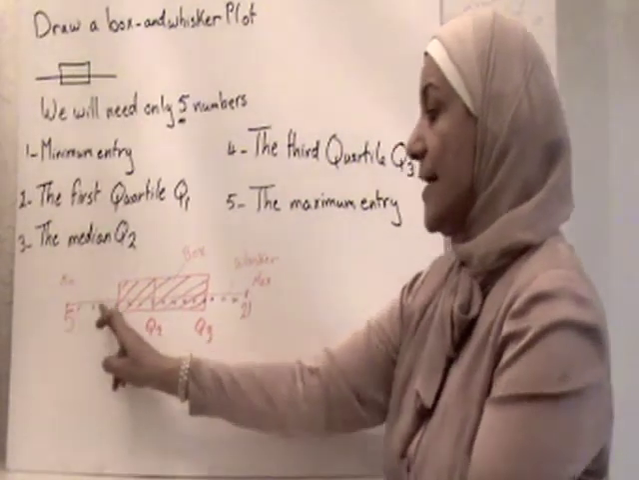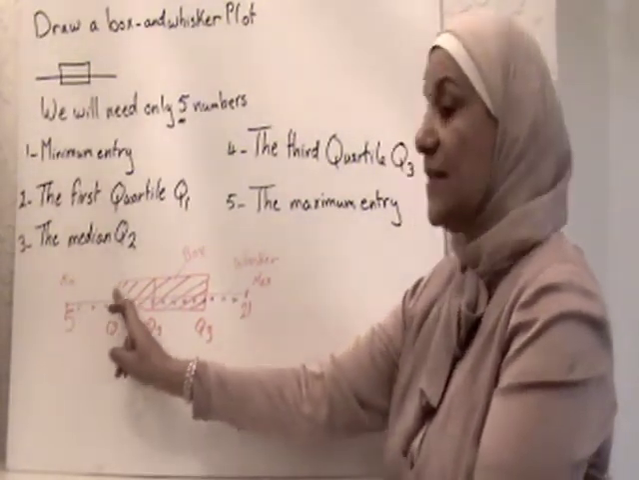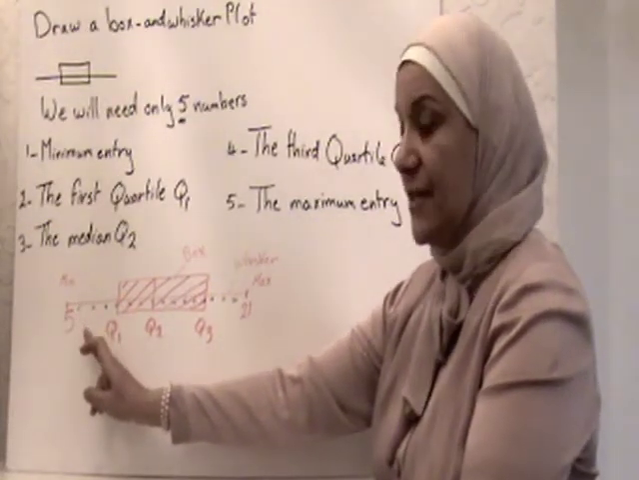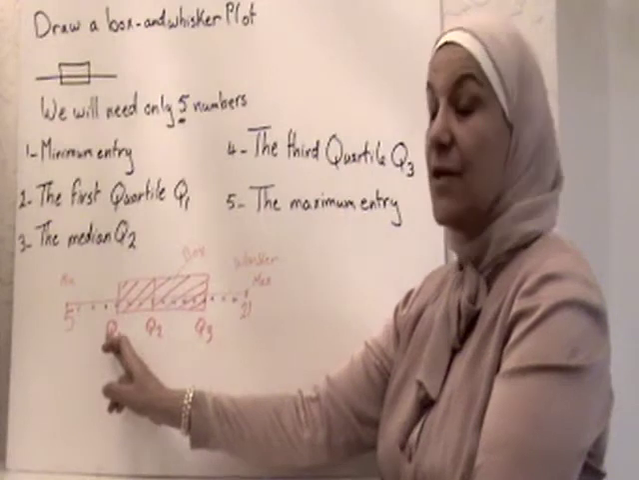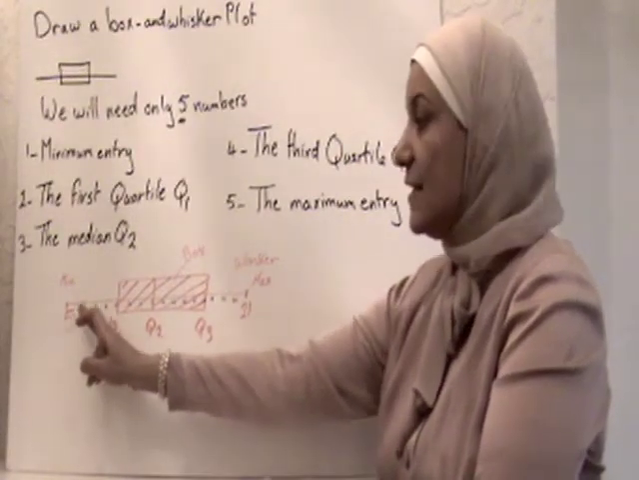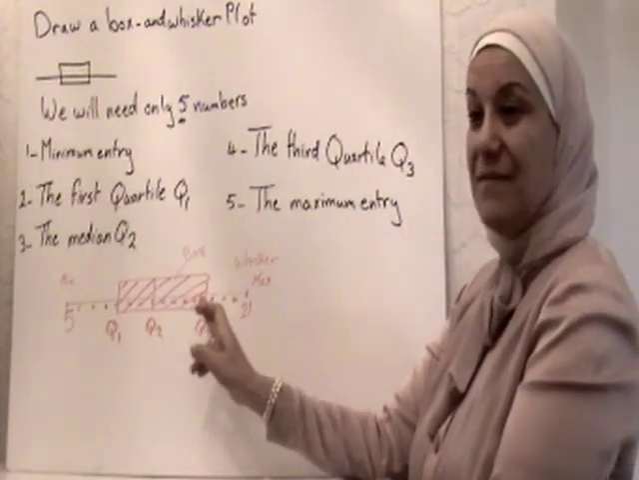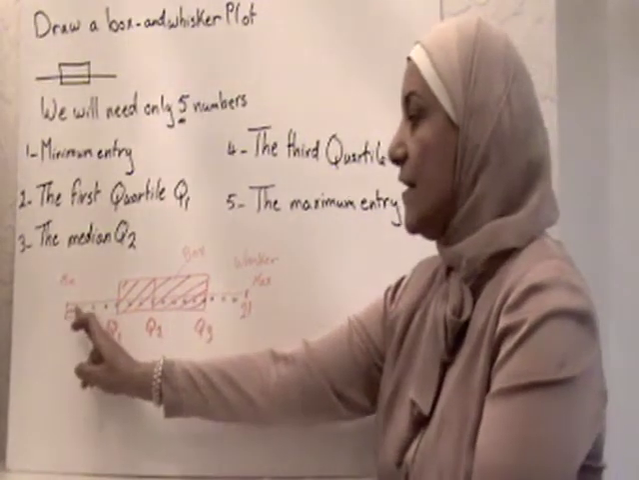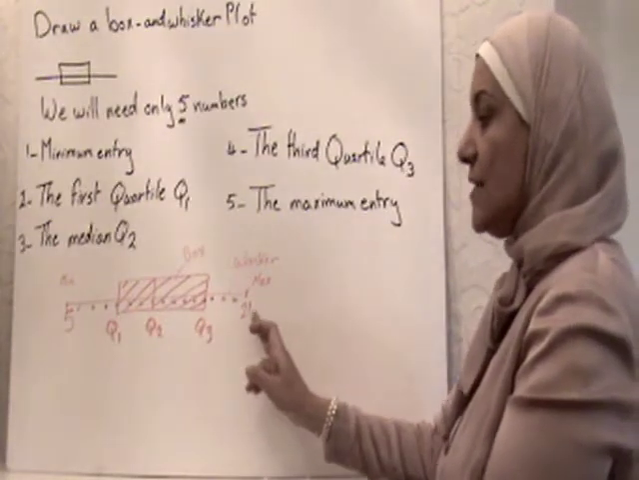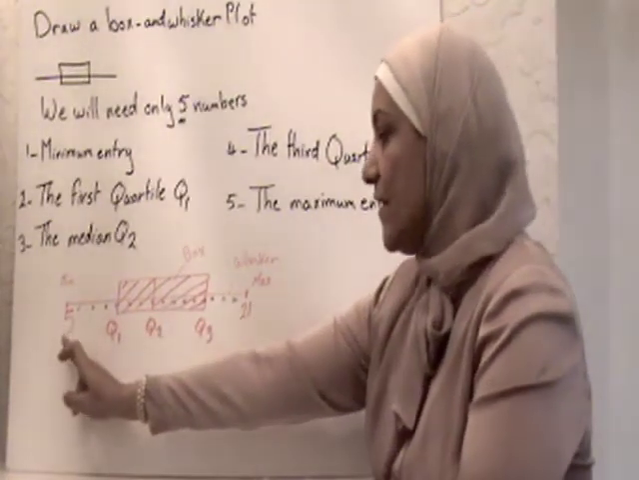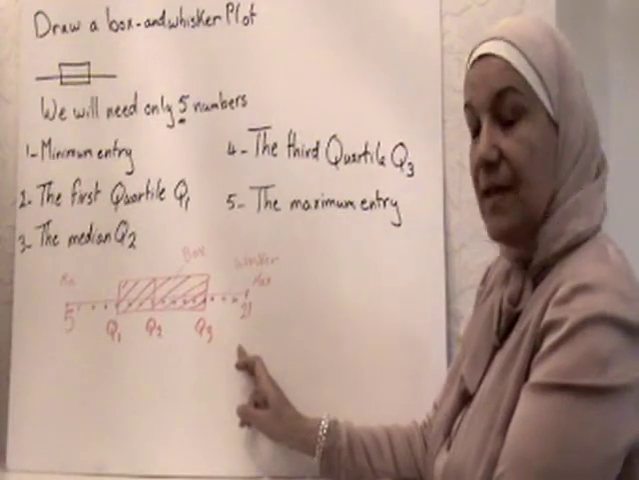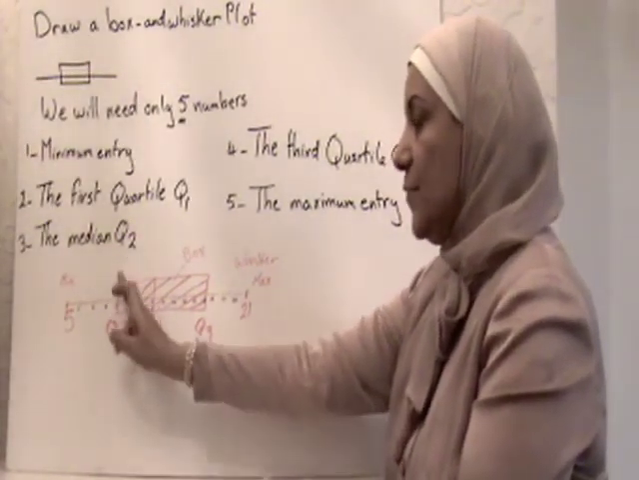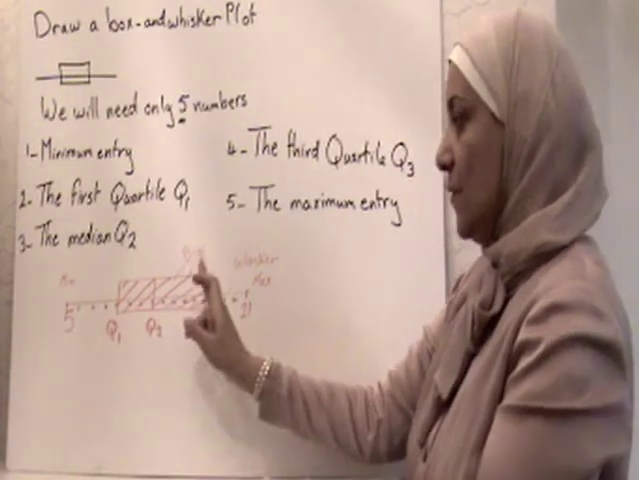I'm going to draw a line. Make sure your line is equidistant, which means that if I don't have a data entry, does that mean I'm not going to put the point? No, I am going to put it, because this is supposed to be equidistant. Regardless of the entries you have, you're going to have a line that represents all the numbers between the 5 and your 21, equidistant. And then I'm going to represent the Q1 and put it where it belongs, Q2 and Q3.